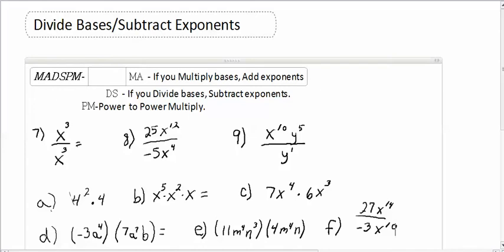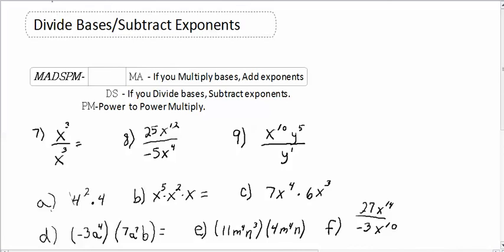Okay, so now I have an x and an x. They're the exact same base and they're dividing the bases, so that means I'm going to subtract exponents. So I've got my 3 and I'm going to subtract what's at the bottom, which is also a 3. So x to the 3 minus 3 is 0, so I have x to the 0 power, and we've already talked about that. That's going to be 1.